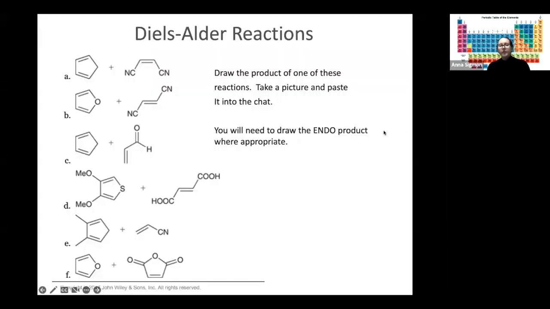So here we have a variety of Diels Alder reactions. The diene is on the left, the dienophile is on the right. Choose any of these, draw the product on a piece of paper, take a picture of that and paste it into the chat. Notice all of the dienes are in rings. So therefore these will all form those bridged Diels Alder products. And you will want to make sure that if there is an endo product, you draw the endo product.